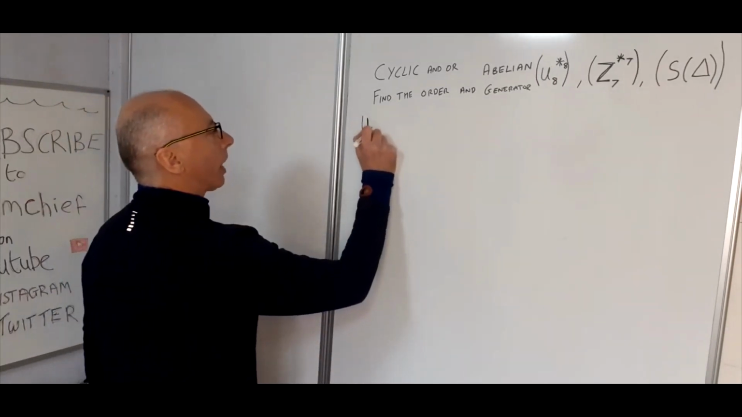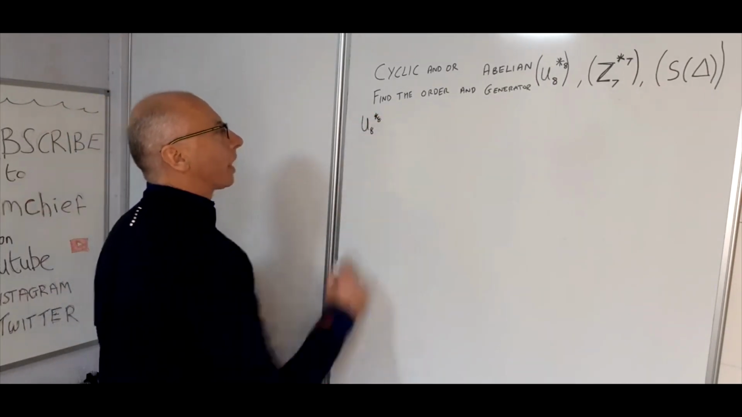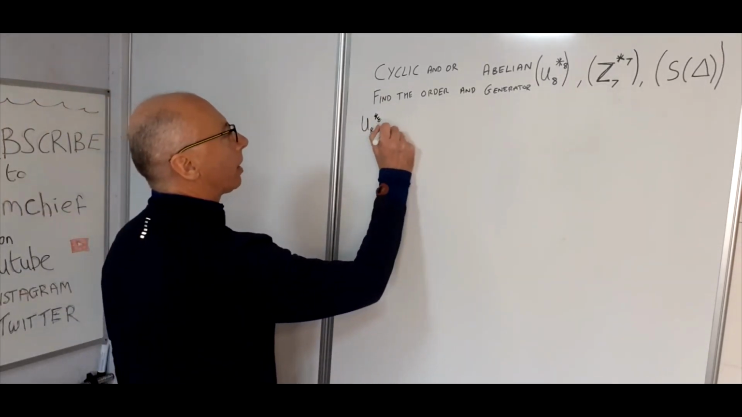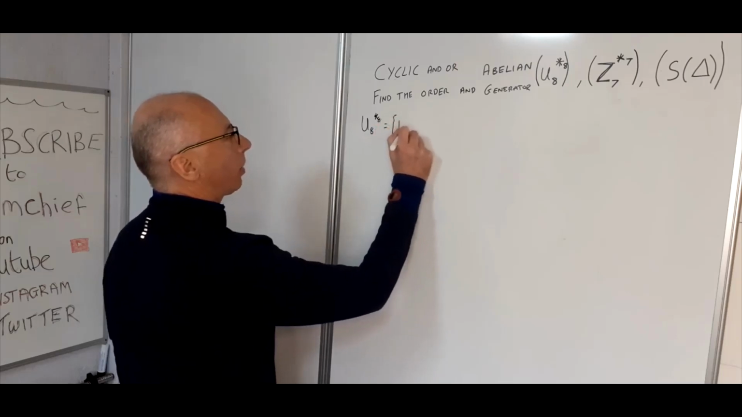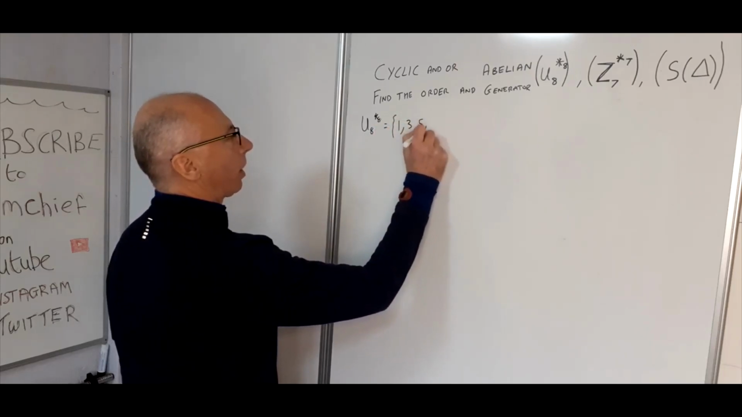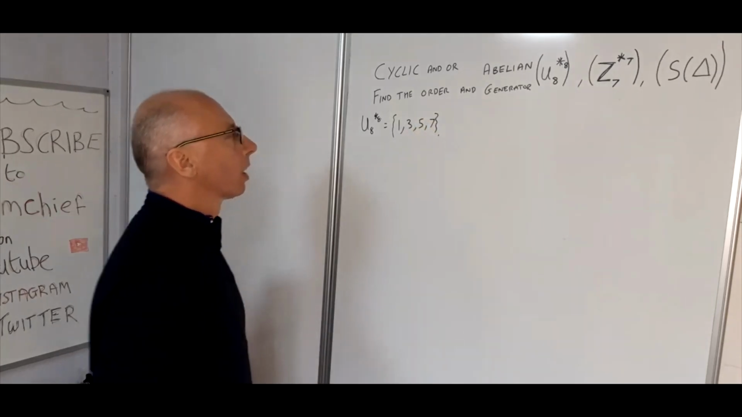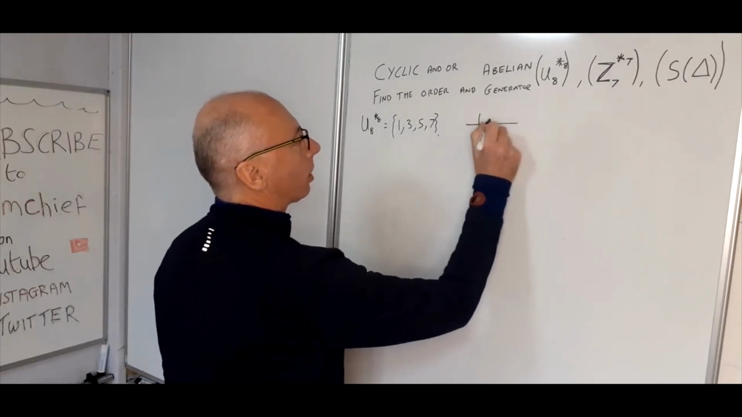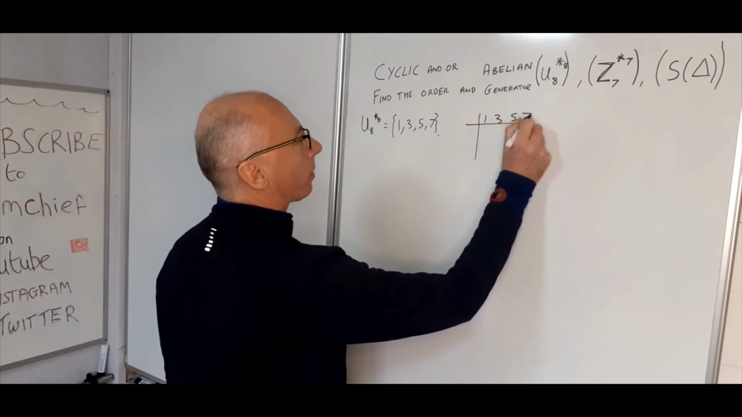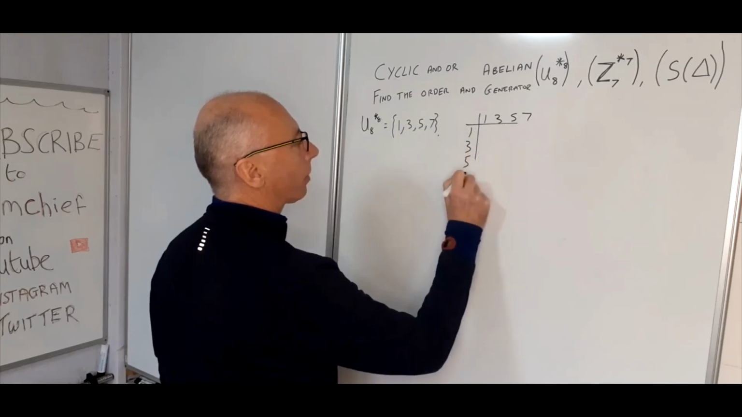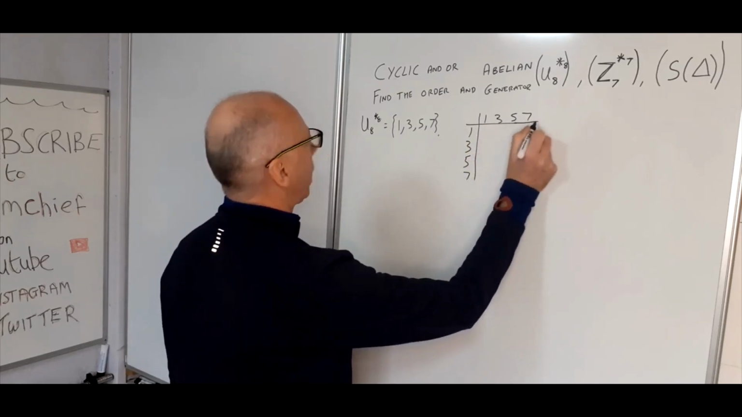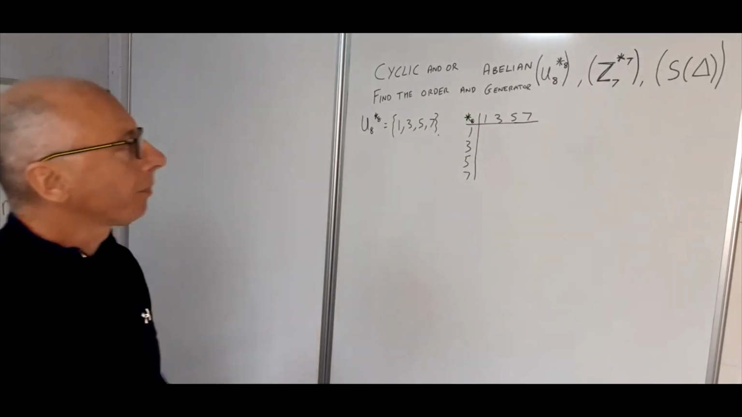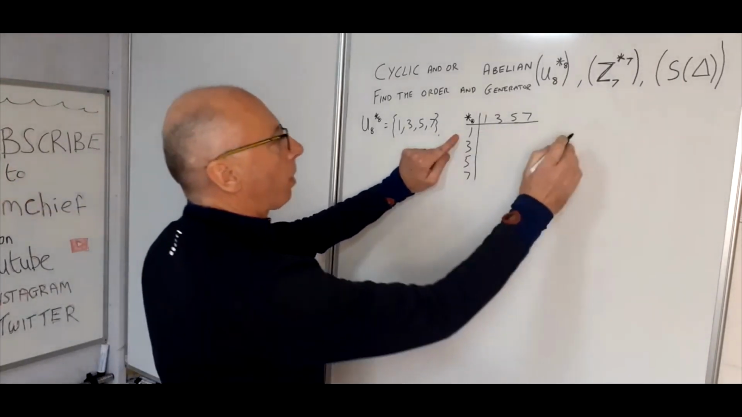So U8 under multiplication modulus 8. First of all, we need to find the coprime integers to 8. So these are 1, 3, 5 and 7. Okay, so let's just draw up our Cayley table here quickly. 1, 3, 5, 7. 1, 3, 5, 7. And then we put the operation in here, multiplication modulus 8. Okay, so let's just go along the lines.